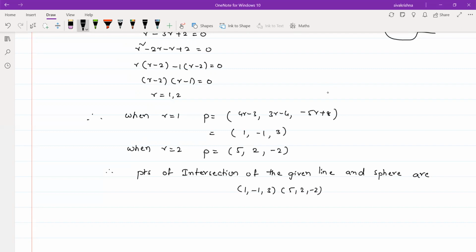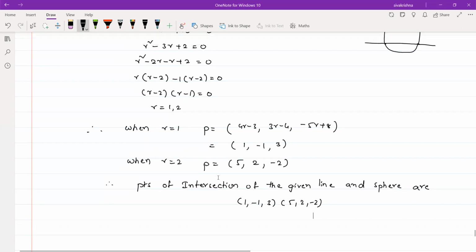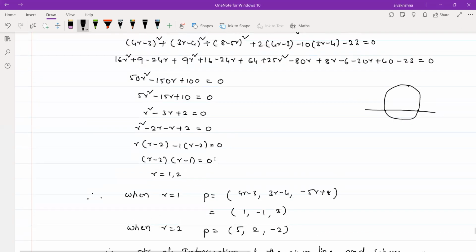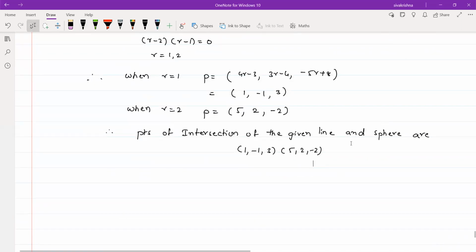So once again, what we have to do in this particular problem is we have to find the point of intersection of line and sphere. Here I have written a rough sketch. Whenever a line and a sphere intersect, then definitely we are having 2 points of intersection. That's why here we get 2 points.